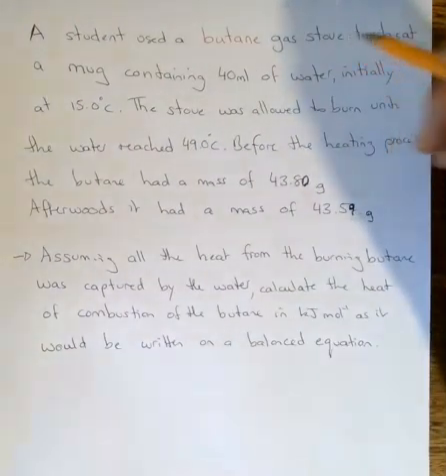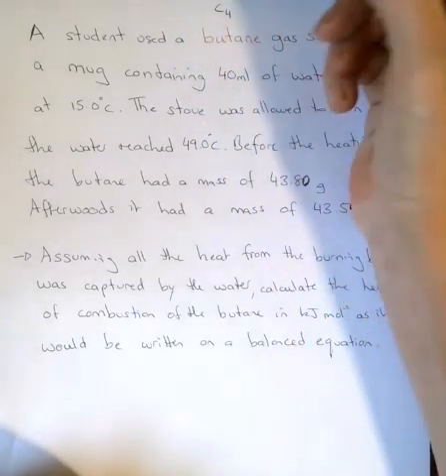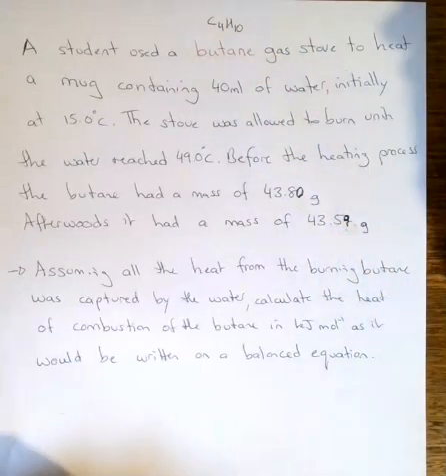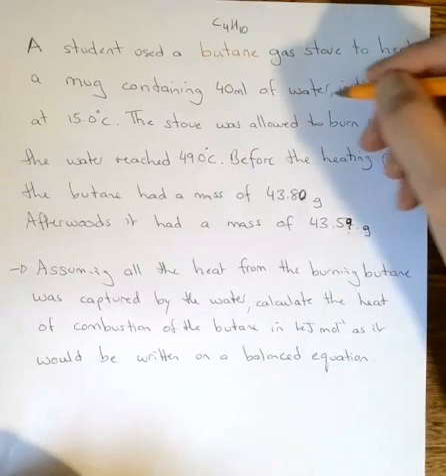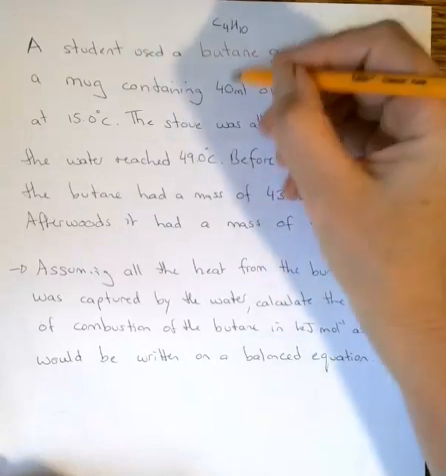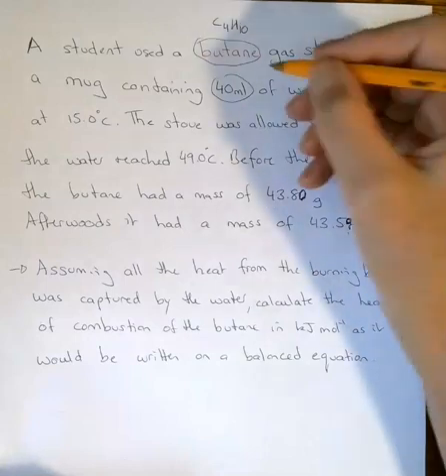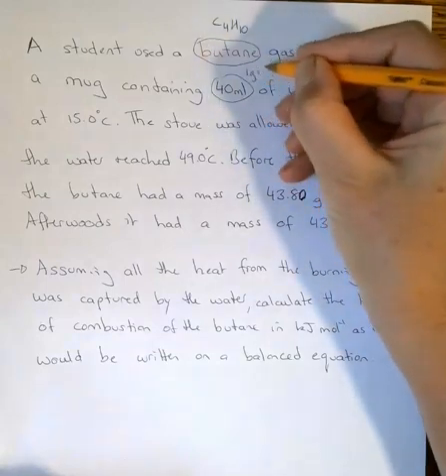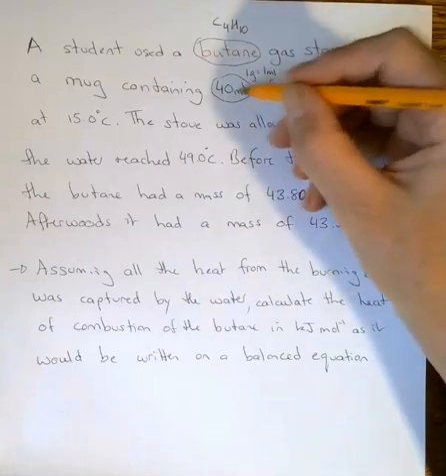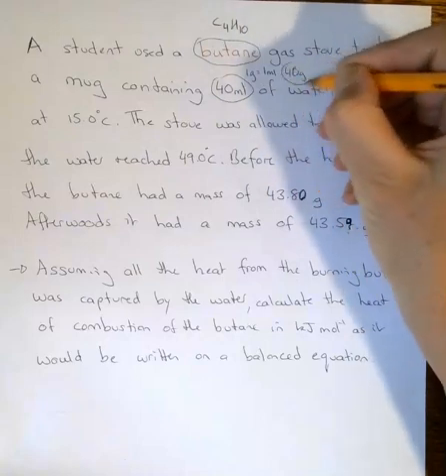So a student uses a butane gas stove. Butane is C4H10. The stove heats a mug containing 40 mL of water. We need this amount of water as a mass. So 1 gram of water equals 1 mL, as far as we're concerned at the moment; we'll look at the density of water later. So if you've got 40 mL of water, we're going to have 40 grams of water.